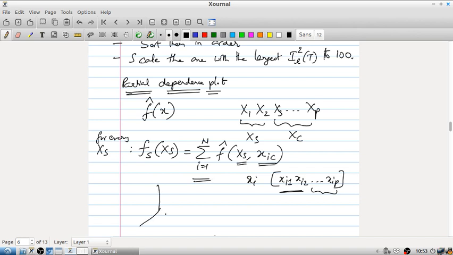So then you will just plot as a function of maybe x1 and x2 how the 3D surface looks. That will tell you, as you vary x1 and x2, how your prediction function varies. You're basically cancelling out the effect of all the other variables by averaging. That's the key idea here.